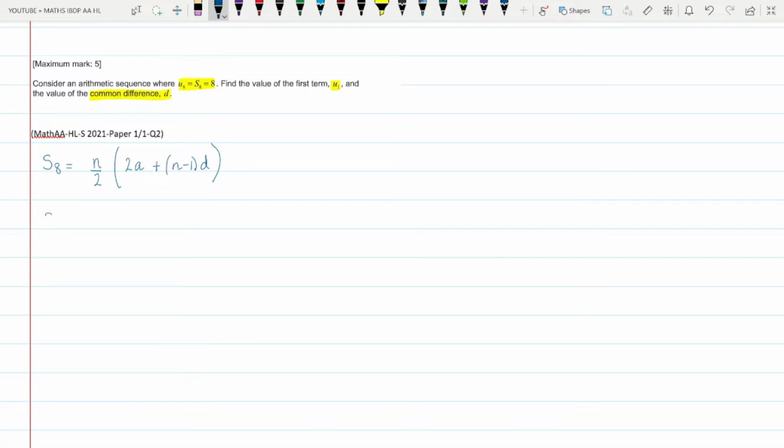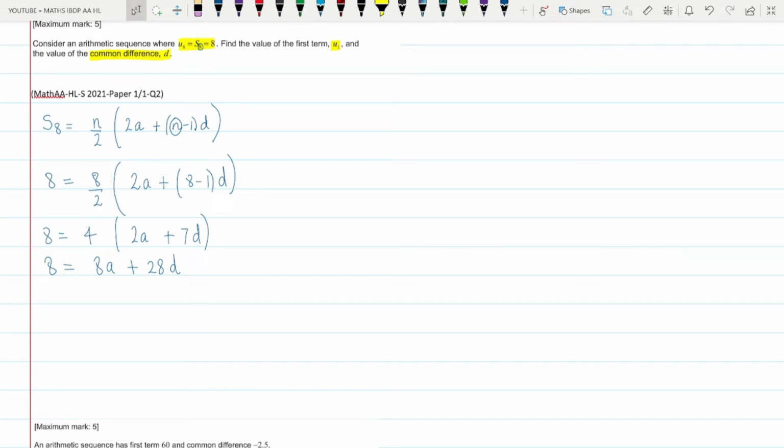We know that S8 equals 8, so the sum of all 8 terms equals 8, and n is again 8 upon 2. We do not know the first term, plus n minus 1, which is 8 minus 1, times d, the difference. So 8 is equal to 4 times (2a plus 7d). So 8 is equal to 8a plus 28d. So this is our first equation.